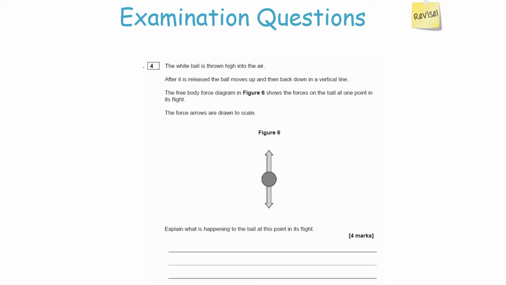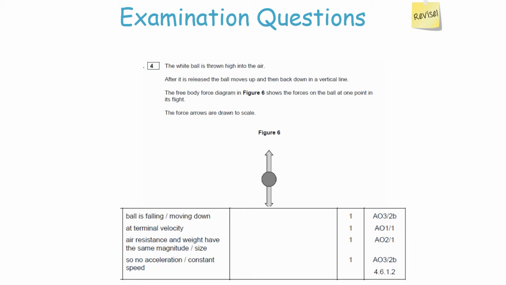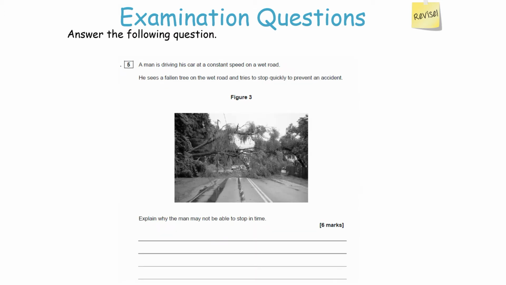So the idea is it's not stationary, it's in fact moving down at a constant speed because it's already moving down. Now, what do we call this in physics? Well, we have a special name for when an object falls with a constant speed because the forces balance out, and that is the terminal velocity. So when we look at our answer, you would say firstly the ball is falling or moving down. It tells you that in the question, so make sure you read the information in the question. At terminal velocity, because the air resistance and weight have the same magnitude or size, there's no acceleration, there is constant speed. Let's have a look at the next question.